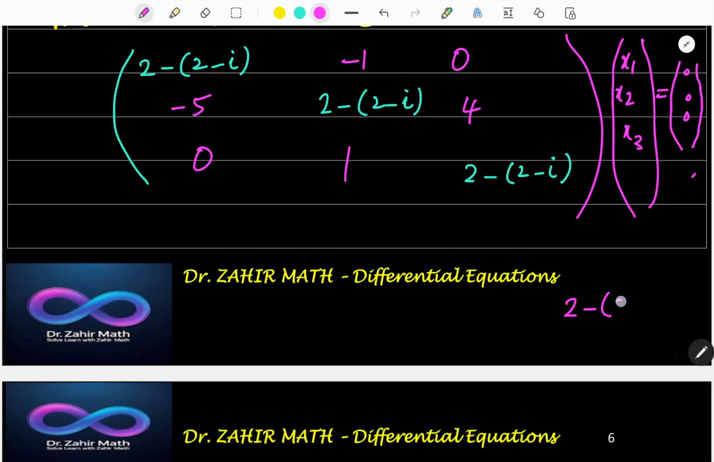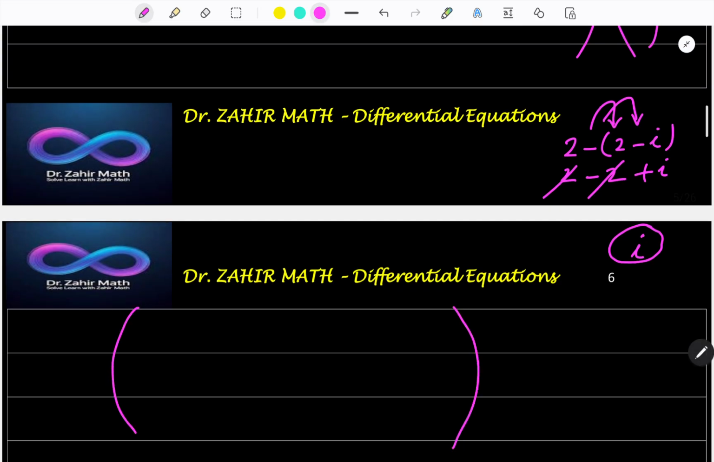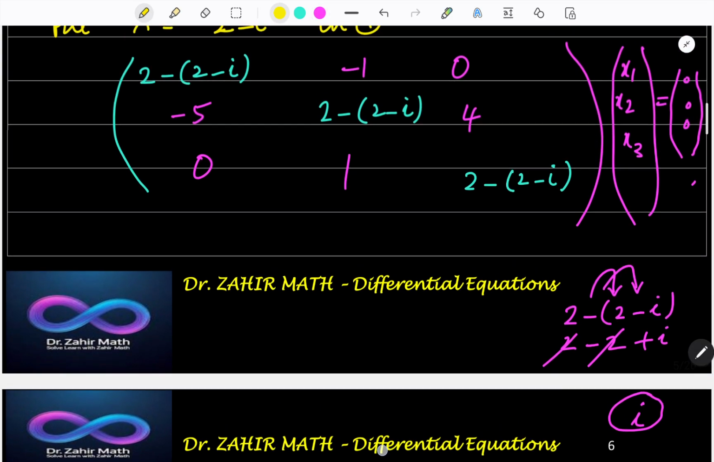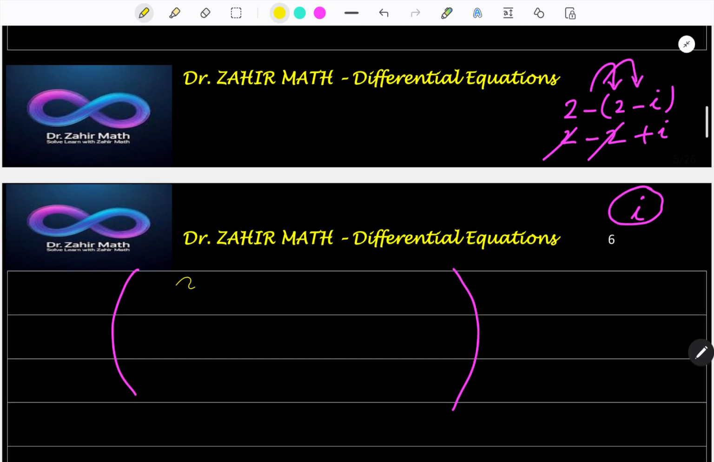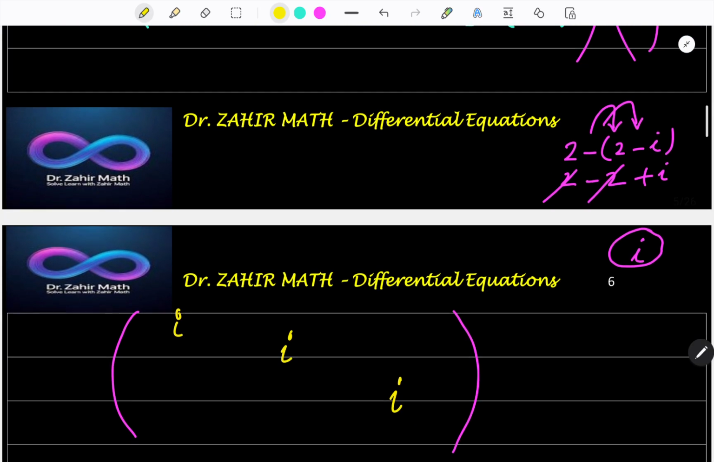So let us simplify this. Okay, 2 minus 2i. So it is going to become what? 2 minus 2 goes inside minus 2, and minus of minus is going to become plus i. So 2 gets cancelled. So you're going to get what? i. Okay, right. So let me start the matrix. Okay, right. So we are going to get here i. So the column elements are i. Okay, now these elements are minus 1, 0, right?